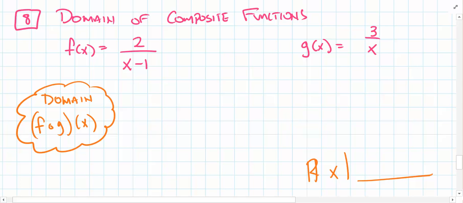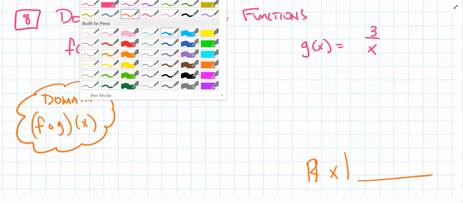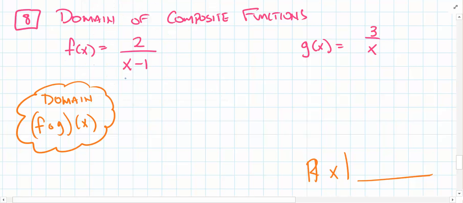Let's do this. First, let's find the individual domains for each of these two functions that I have. So we'll go blue. What is the individual domain for f of x? All real numbers x such that x cannot be what? x is not allowed to be 1 in this case. So here's my domain for f. You guys agree with that? The reason it can't be 1 is because I get a 0 on the bottom, and then I divide by 0, and that'd be bad. Okay? What about this one over here?